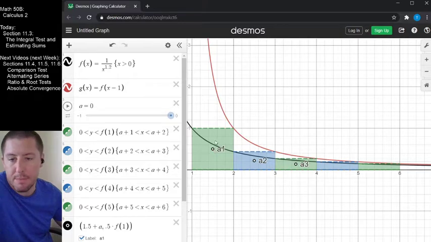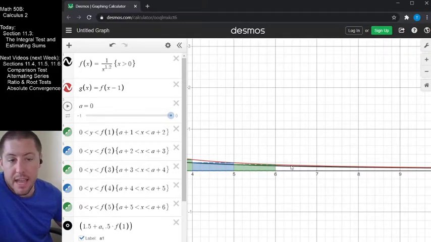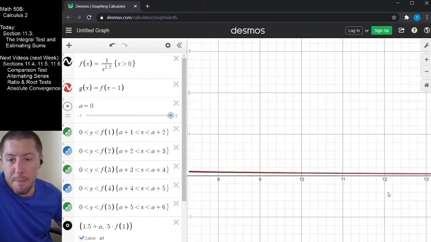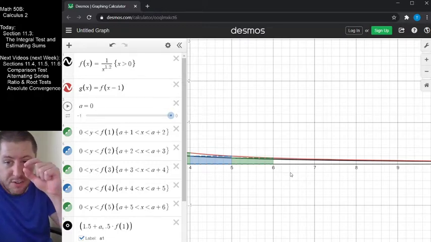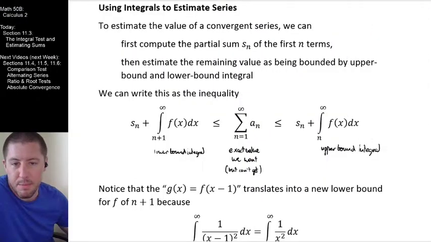So I'm just getting an exact part for my first like 5-ish terms, then using the integrals to say it's between the area underneath the black and the red curves. And you can see the black and the red curves are basically converging on one another in the long run right there, saying the difference between them is going to be very, very small, and that's going to give us a good, nice, and tight estimate for our actual overall value of the series right there.